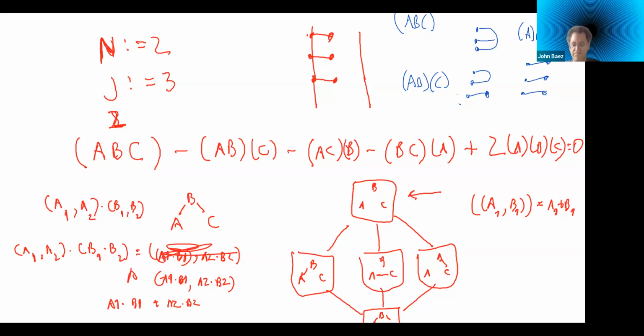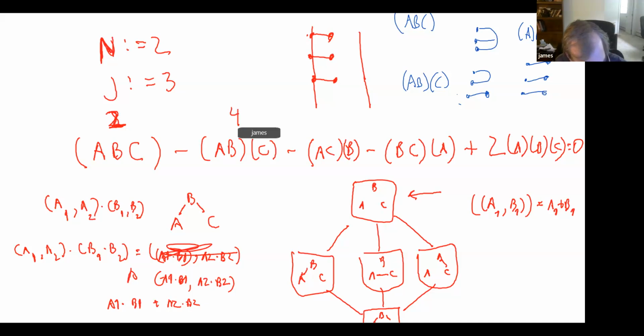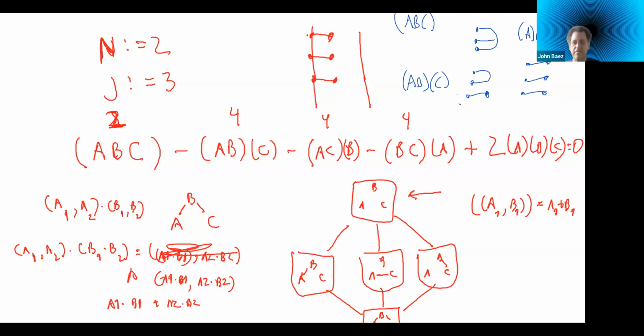You take 3 pairs of numbers, multiply them. All right. And then this is going to be what? This is going to be 4 terms. And this is going to be 4 terms, and this is going to be 4 terms. But this thing over here is going to be 8 terms. 8 terms. Yeah.